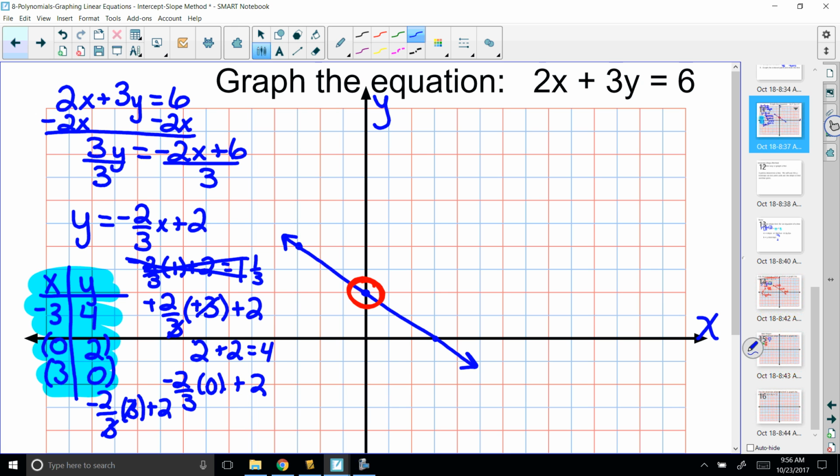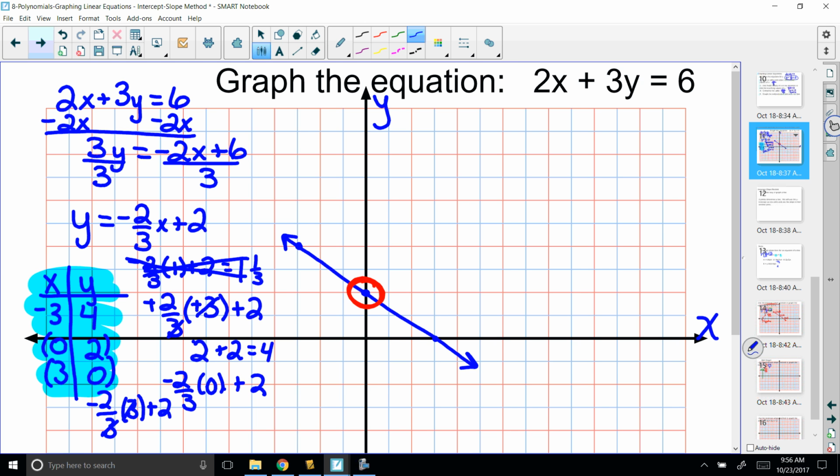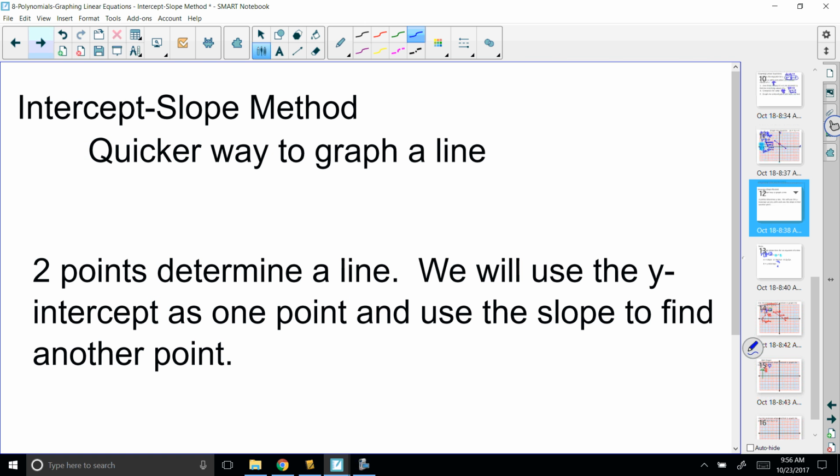We went through and did this long process here. We talked about graphing an equation for a line and all of the steps, and do we want to go through those steps every single time? So we went through all those steps, and then we said, oh, there is another method that's quicker. And that quicker method is the slope-intercept method. You find a point, you count your slope. That's all you need to do. So we know that 2 points determine a line. One of those points can just be that y-intercept, and then we use the slope from there.